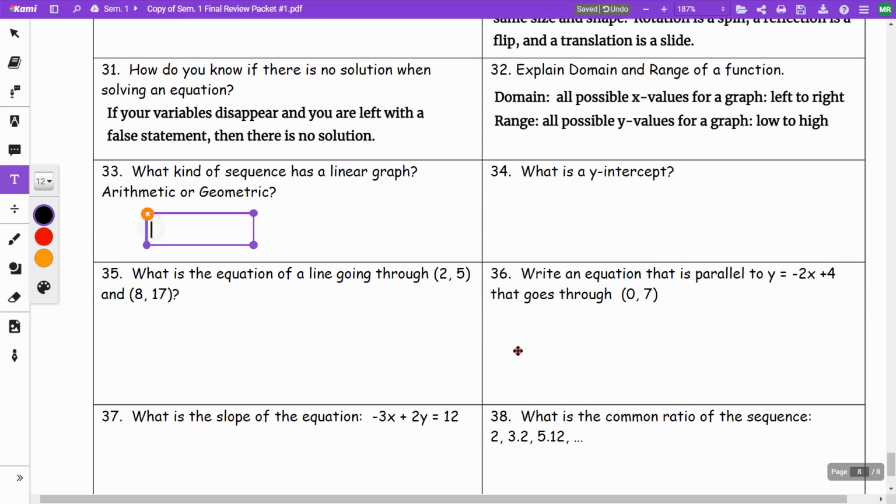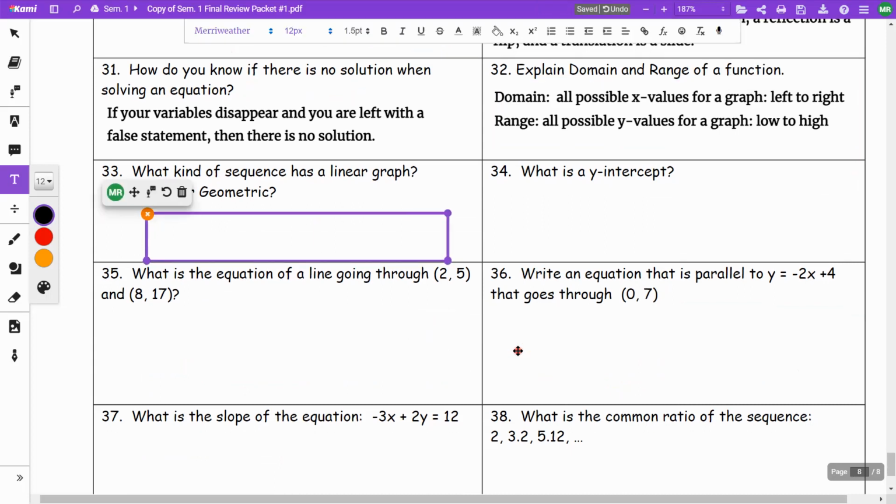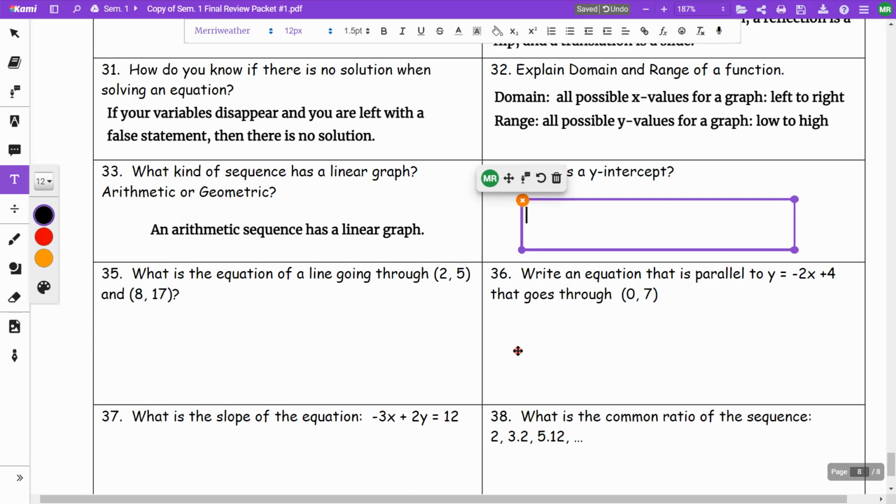What kind of sequence has a linear graph? An arithmetic sequence has a linear graph. What is a y-intercept? A y-intercept is the point that a graph crosses the y-axis.